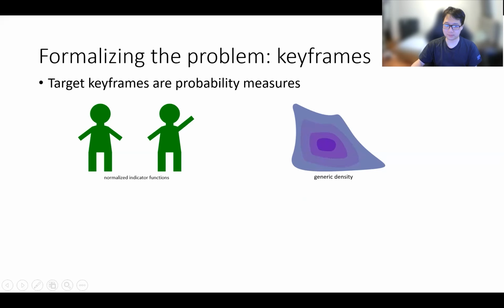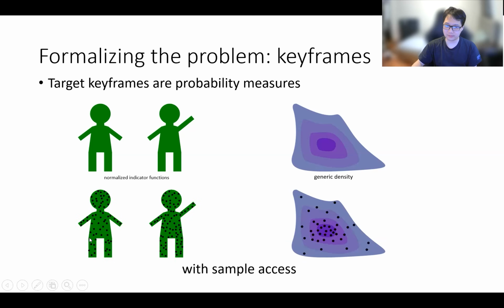To formalize the problem, we'll start by representing keyframes as probability measures, because measures have no topology constraints, and they're fully capable of representing mesh-based things as normalized indicator functions. There's a bit of a technical detail, but we really mean measures with sample access, meaning we can draw points according to their distributions. And this is a weaker requirement than density access, because we don't actually need to know what the density values are as long as we have a method of obtaining points.